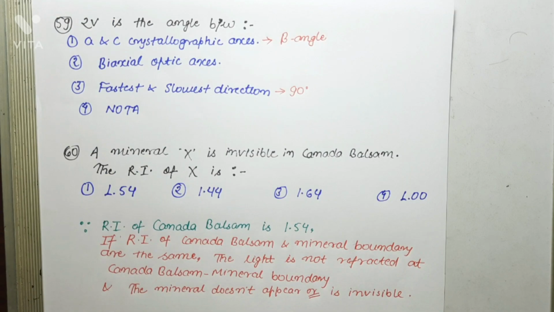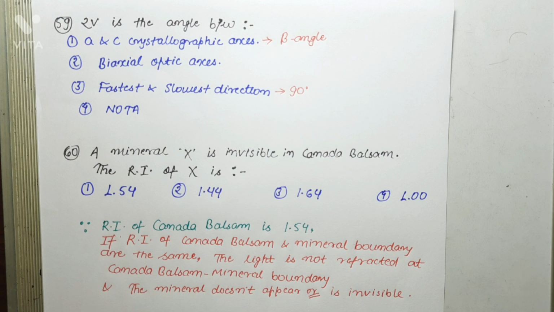Next question is, 2V is the angle between. So what is the 2V angle? The 2V angle is also known as the optic angle, and it is the acute angle between 2 optic axes. 2V is measured only in case of a biaxial mineral, because only in a biaxial mineral there are 2 optic axes. And by definition the 2V angle is the angle between 2 optic axes. So clearly this can only be measured in a biaxial mineral.